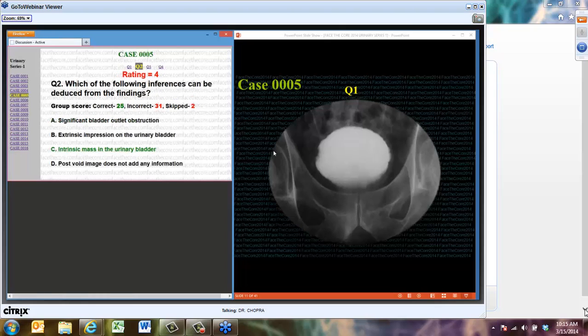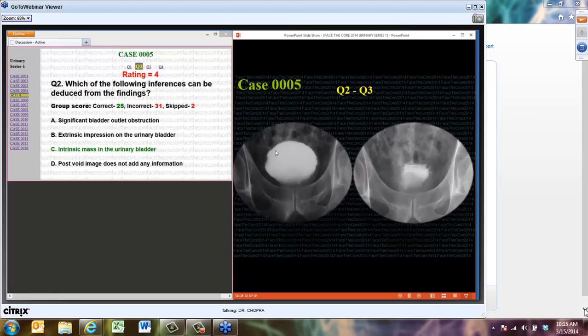So now in the post-void image, which of the following inferences can be drawn? So in this, what you're seeing is that there is a, excuse me for one moment, please.